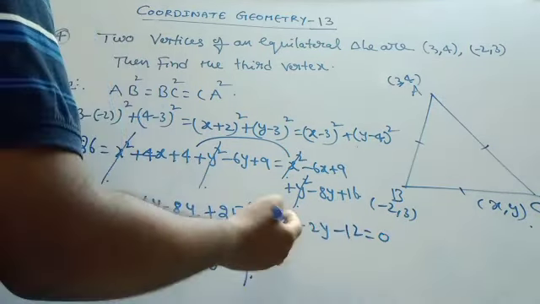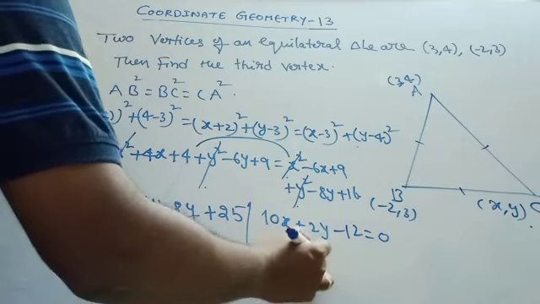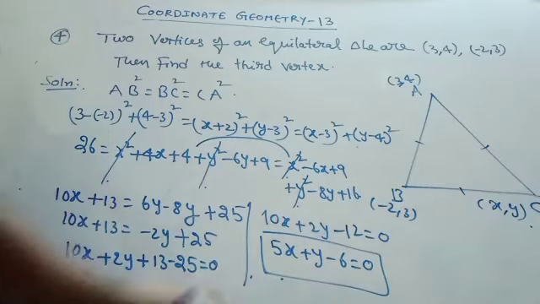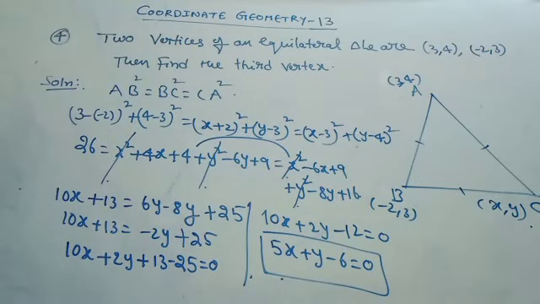Now you can take 2 common from this, and we can write 5x + y − 6 = 0. You have got a wonderful equation like this, right? 5x + y − 6 = 0 is the equation you have got here. This is the relation connecting x and y.